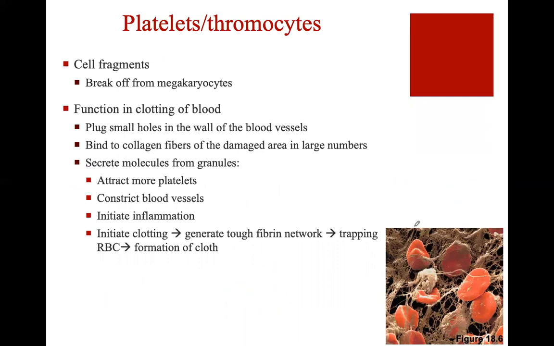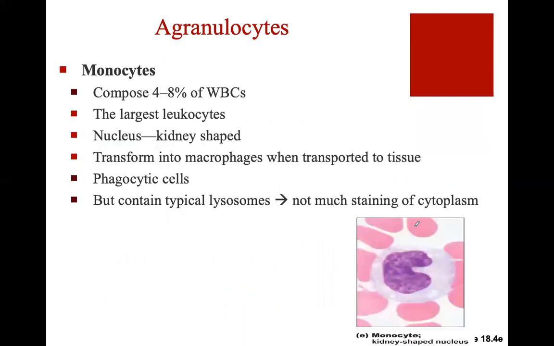The next category of white blood cells we have is monocytes. Monocytes are relatively uncommon, but again, not as uncommon as eosinophils and basophils. They're about 4 to 8%. They have a very pronounced U-shaped or bean-shaped nucleus. You can see that here, basically.